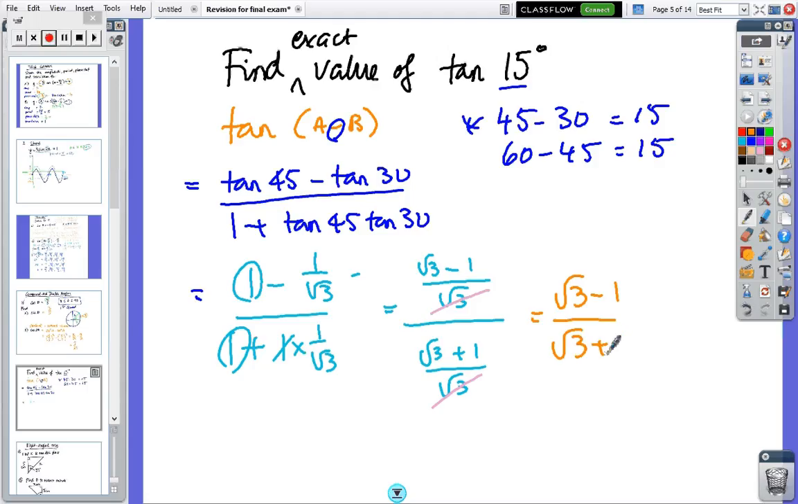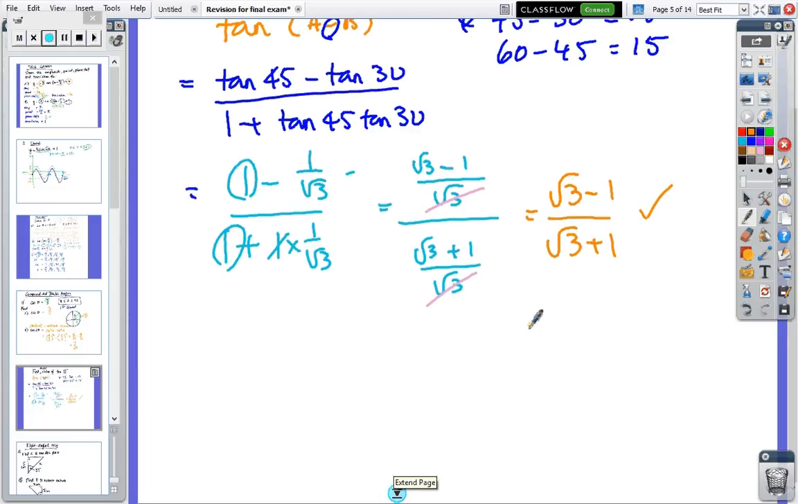So you get root 3 minus 1 over root 3 plus 1, and again, if you need to, I think just leave it at that, but theoretically you could rationalise the denominator by multiplying by what we call the conjugate. So root 3 plus 1, the conjugate is root 3 minus 1, and that'll get the root 3 off the bottom.